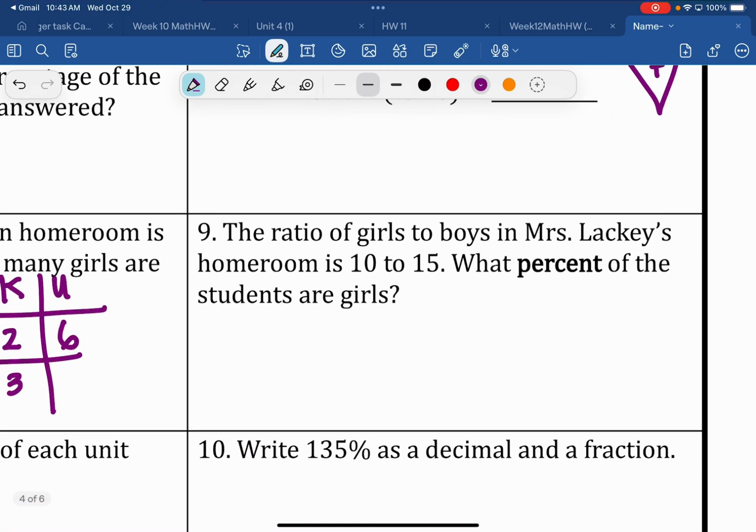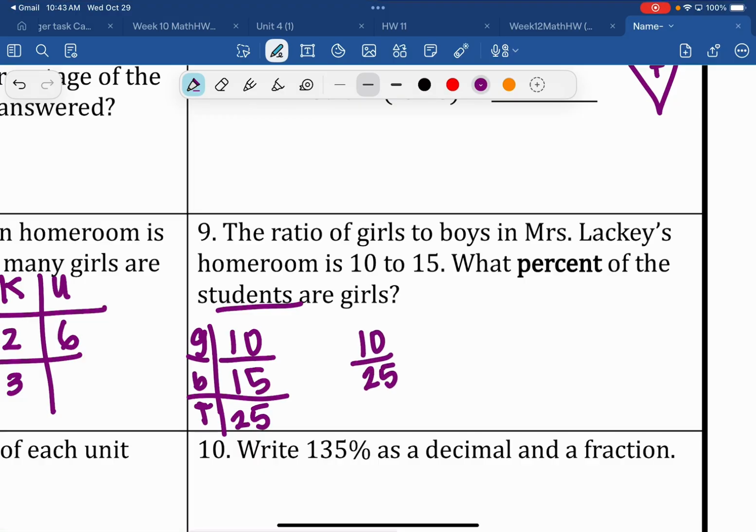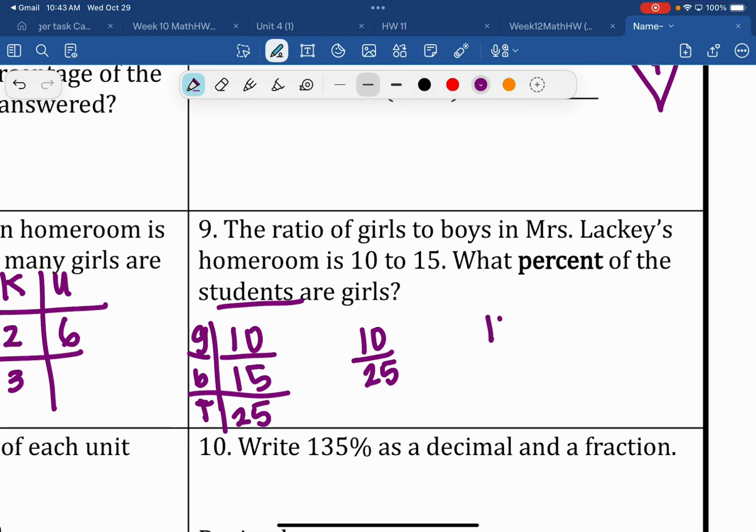The ratio of girls to boys in Mrs. Lackey's homeroom is 10 to 15. What percent of the students are girls? So I'm going to go ahead and show you how to do this one. So we have 10 to 15 students, right? And that's the girl to boy ratio. Well, they want to know of the students, how many are girls. So I first have to total the students, which is 25. Now, out of that, I want to know 10 of the 25. What percent is girls? So I can do top in, bottom out to find the percent, right?